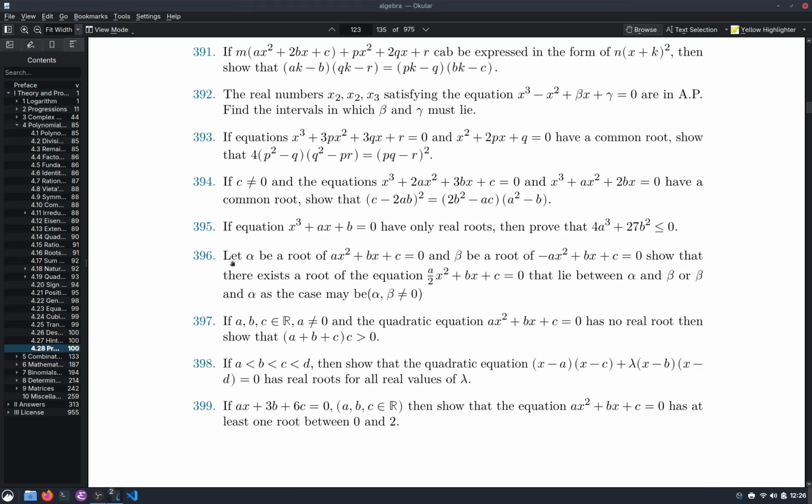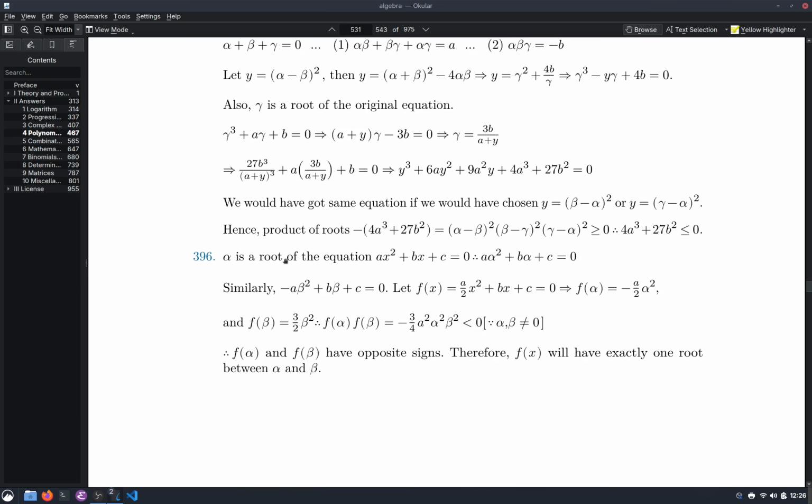Now we solve question number 396. Let alpha be a root of a x square plus bx plus c is equal to 0 and beta be a root of minus a x square plus bx plus c is equal to 0. Show that there exists a root of the equation a by 2 x square plus bx plus c is equal to 0 that lies between alpha and beta or beta and alpha as the case may be, given that alpha and beta are not equal to 0.